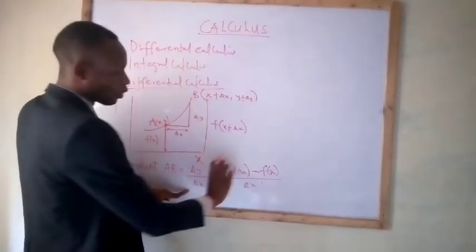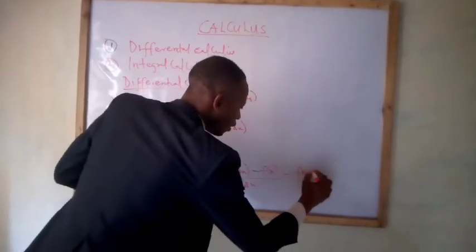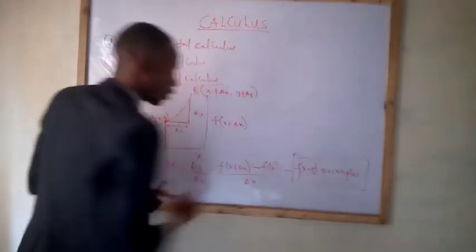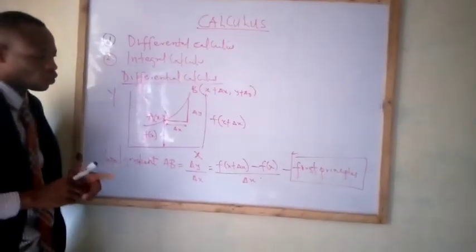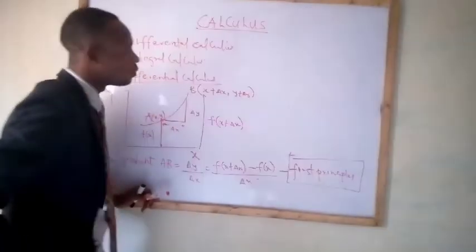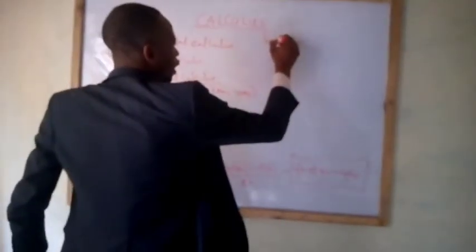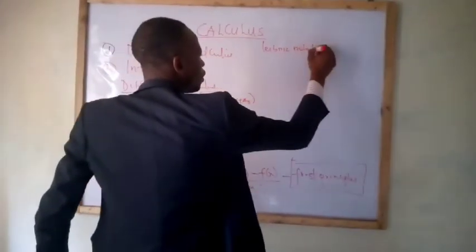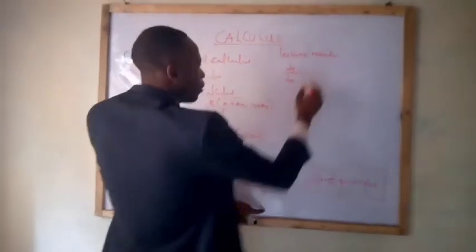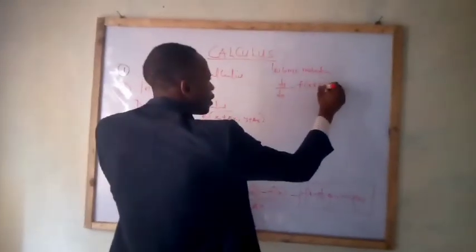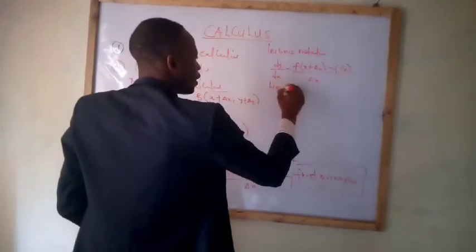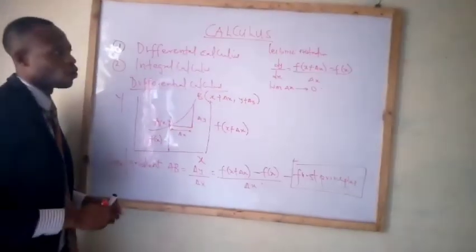Okay, now this particular formula is known as the first principles. First what? Principles. Okay, but we can represent this formula in two ways. We have the Leibniz notation and we have the functional notation. Now the Leibniz notation is simply using dy/dx to be equal to this first principle formula, which is f of x plus delta x minus f of x all over delta x. Then you now consider limits delta x tends to 0. This is what they call Leibniz notation.